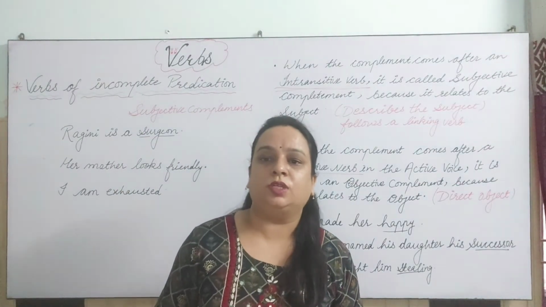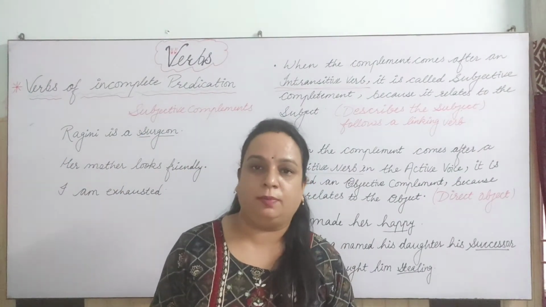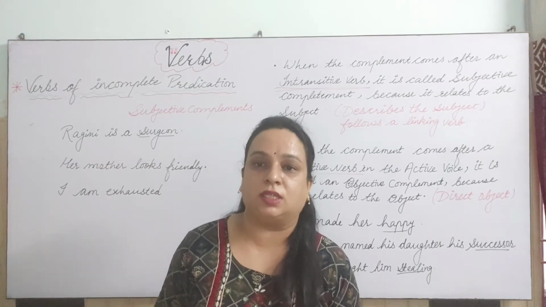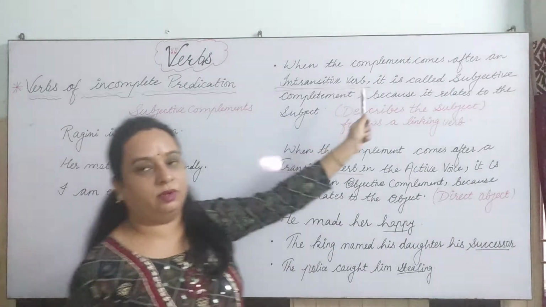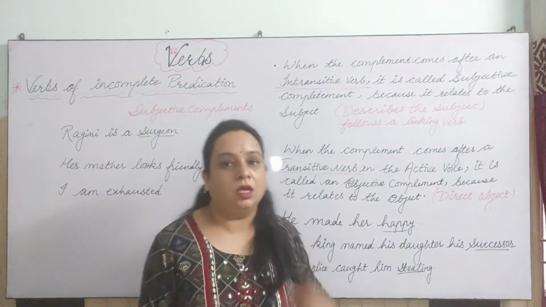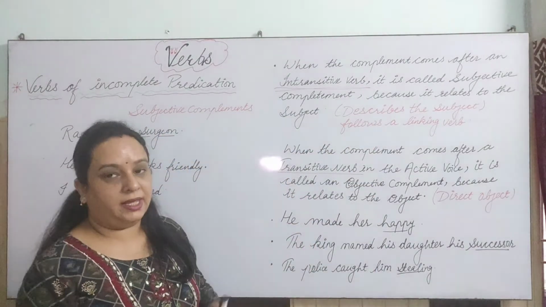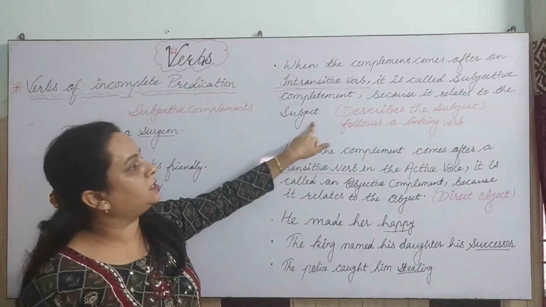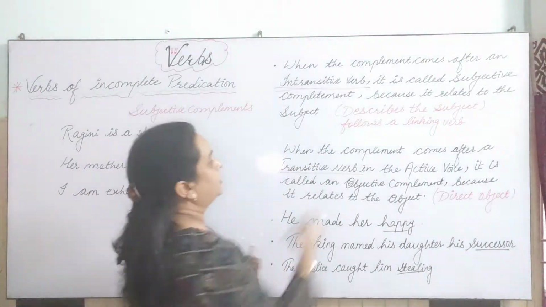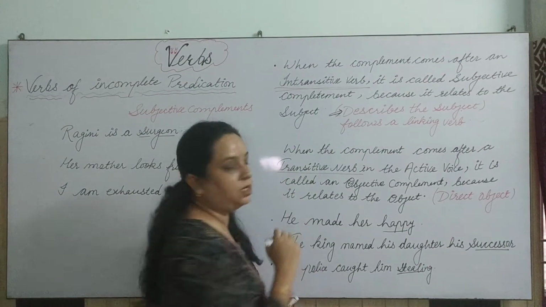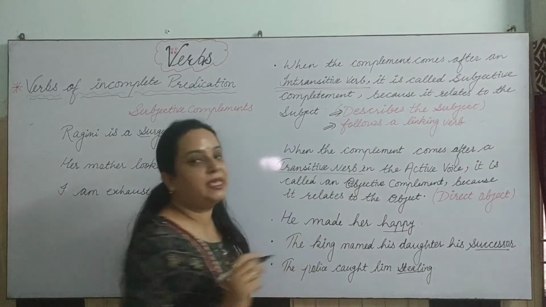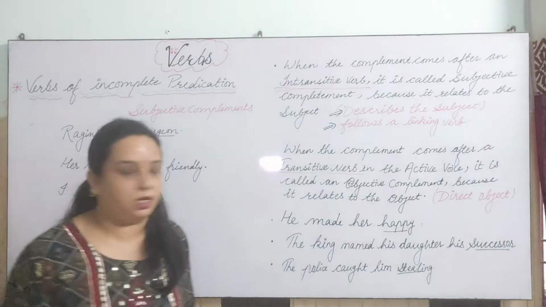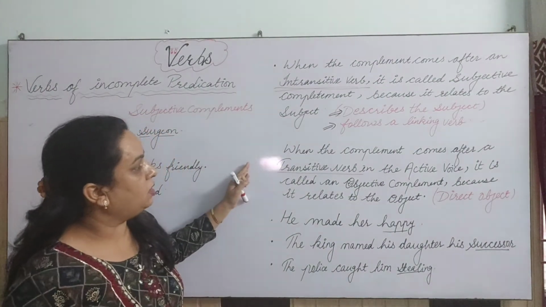So now, dear students, let's talk about subjective complements and objective complements in detail. I have told you when the complement comes after an intransitive verb, it is called subjective complement. You have to take care of two things here: this subjective complement will describe the subject in the sentence, and the second important thing is that it follows the linking verb, and the linking verb we discussed earlier, right? And the second one is what?